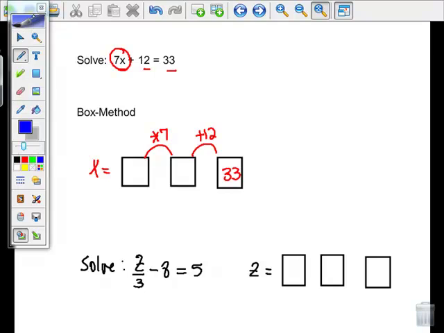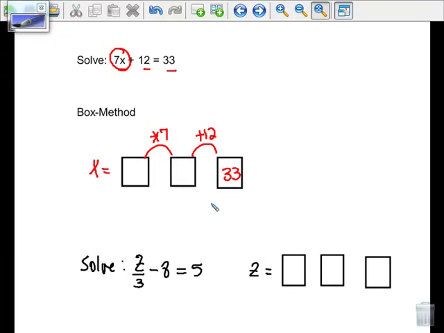Now we use our inverse operations to undo this. So the opposite of adding 12 is subtract 12. So we're undoing the order of operations. So 33 minus 12 is 21, and the opposite or inverse operation of multiplying by 7 is dividing by 7. So ultimately 21 divided by 7, x equals 3. And that's our answer. Let's try another one.